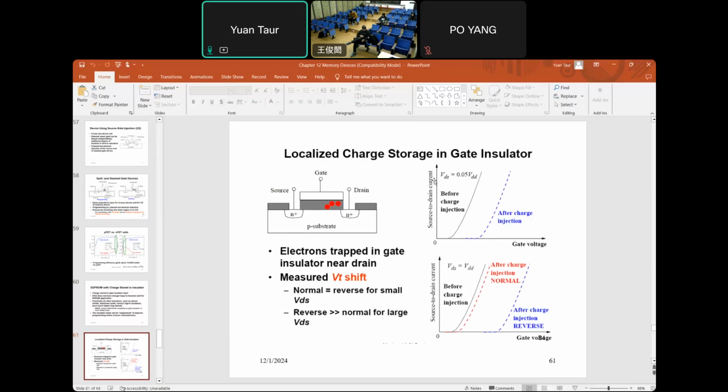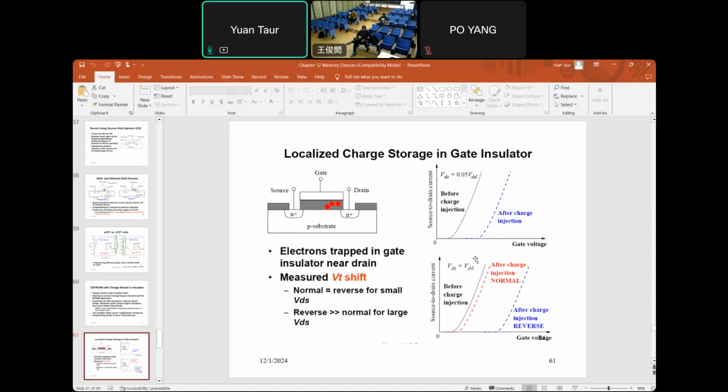For example, in this case, we can measure the current as a function of gate voltage in two ways, either with a low drain bias or with a high drain bias. With a low drain bias, schematically, if there's no charge injection, that's the curve. And with the charge injection, the VT becomes higher because of the negative charge, shown in blue.